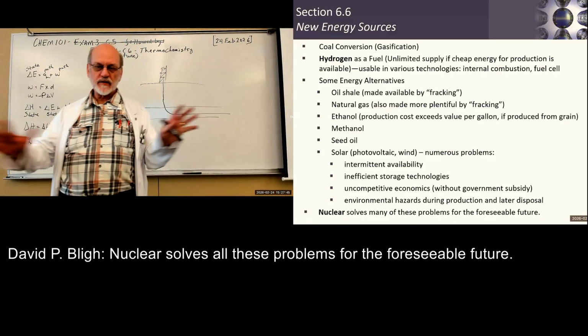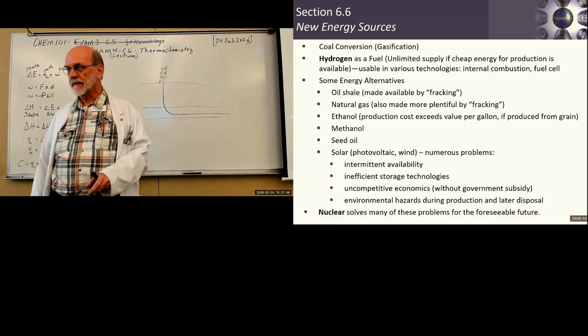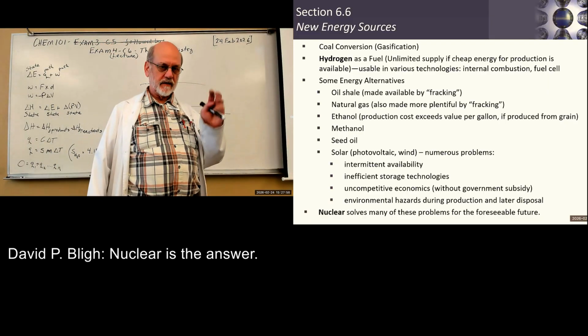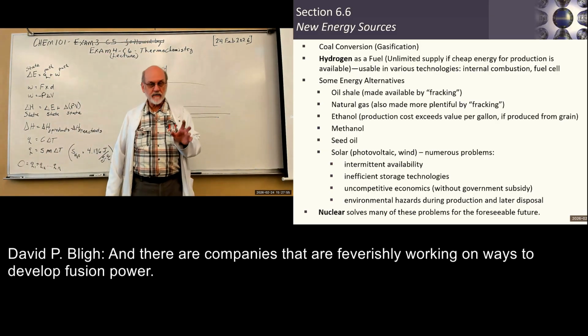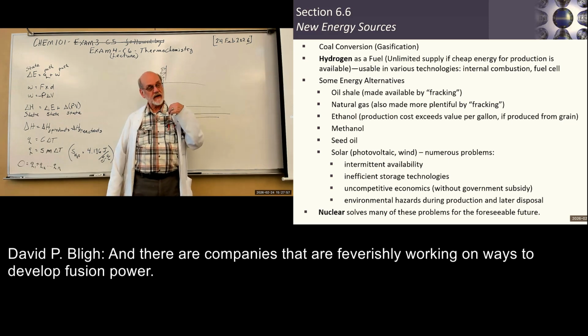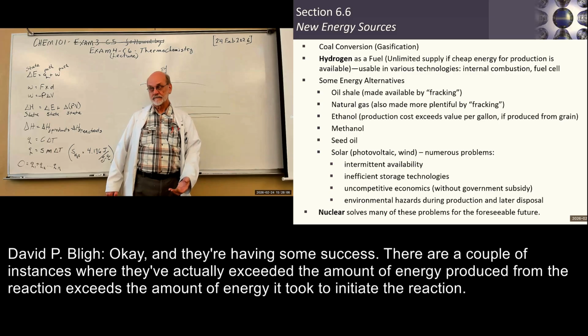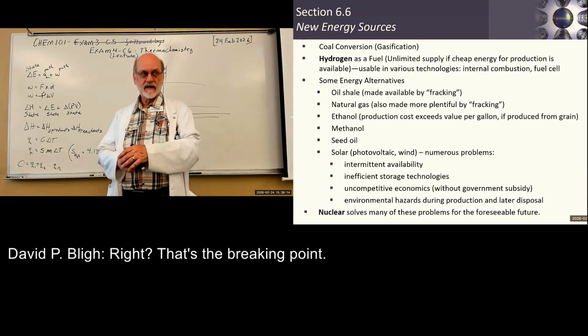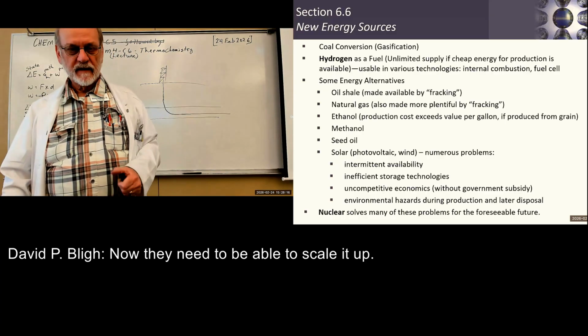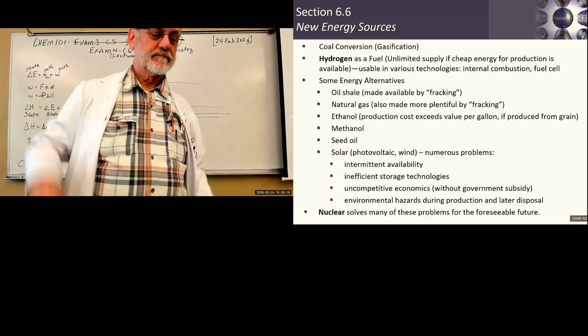Nuclear solves all these problems for the foreseeable future. Nuclear is the answer. And there are companies that are feverishly working on ways to develop fusion power. Okay, and they're having some success. There are a couple of instances where they've actually exceeded the amount of energy produced from the reaction. It exceeds the amount of energy it took to initiate the reaction. Right, that's the breaking point. Now they need to be able to scale it up.